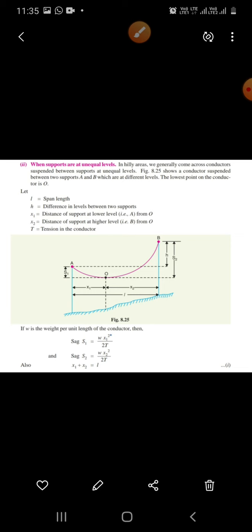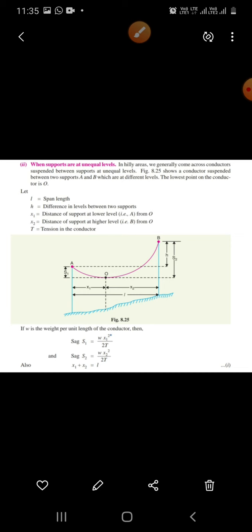Now T is the tension in the conductor. So if w is the weight per unit length of the conductor, then we can write that sag S1 will be w x1 square by 2T, and sag S2 will be w x2 square by 2T. Also we can write x1 plus x2 is equal to L.